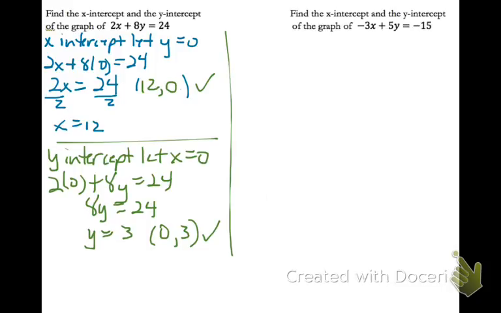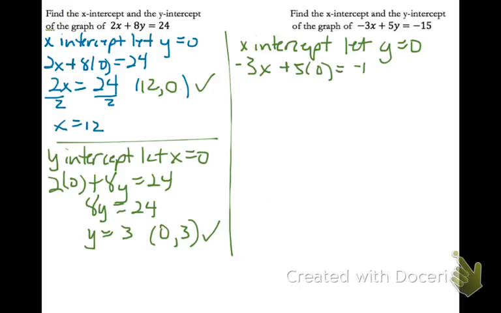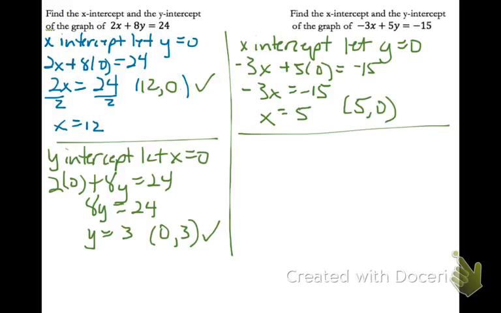So we got the equation negative 3x plus 5y equals negative 15. So the first thing we want to do is find our x-intercept, and we'll do that by letting y equal 0. So we're just practicing this process. So negative 3x plus 5 times 0 equals negative 15. Negative 3x equals negative 15. Divide both sides by negative 3 and you'll get positive 5. So we have the point 5, 0.